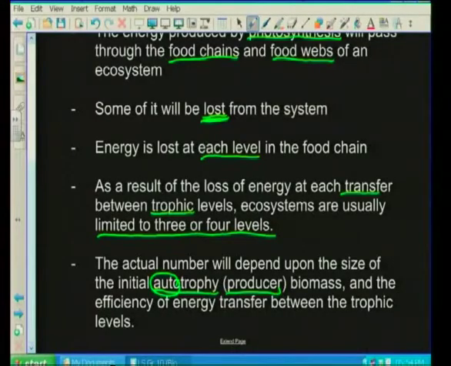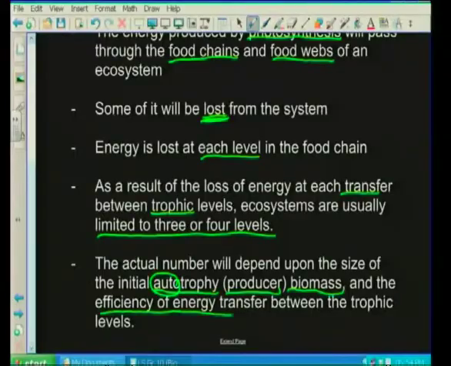All right, energy gets lost at each level, but the actual number will depend upon the size of the initial produced biomass. So it depends on how many plants are available, the living mass, how much plant food was available, and the efficiency of energy transfer between the trophic levels. Okay, I just want you to read that sentence once again so it makes sense to you. It says the actual number will depend upon the size of the initial amount, which is biomass, and the efficiency of the energy being transferred between the trophic levels. All right.